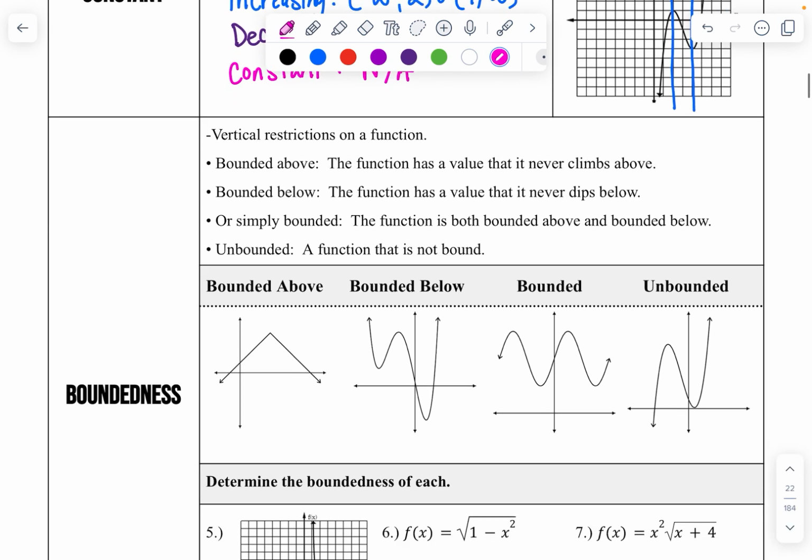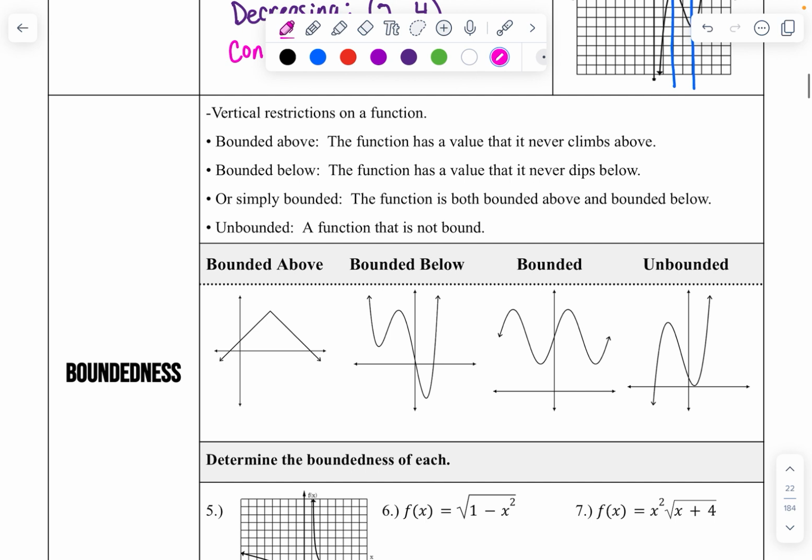All right, so our next topic then is boundedness. And boundedness refers to the vertical restrictions on a function. Bounded above means the function has a value that it never climbs above. So if we take a look at this downward facing absolute value function, right here, we could draw a line that is its boundary above the graph. It does not go above the vertex there.